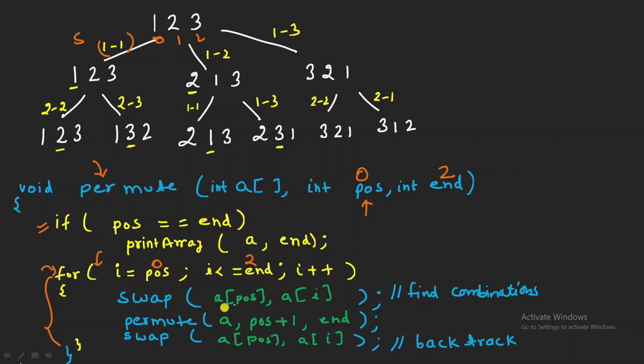Now for the 0th position, I will swap this 0th position element, a of 0, with 0 itself. Currently this is my POS and the same variable i is also pointing here. So POS and i are swapped, so 1 is swapped with 1. I got this. Now after that I am saying permute, that means I have come here. I have 1 with 1 and then I call permute. Now the array is changed.